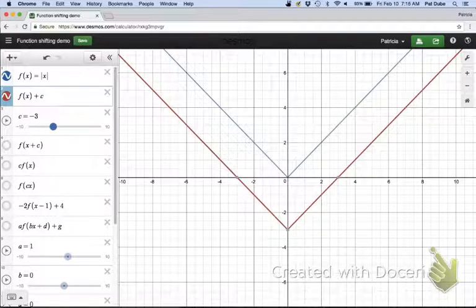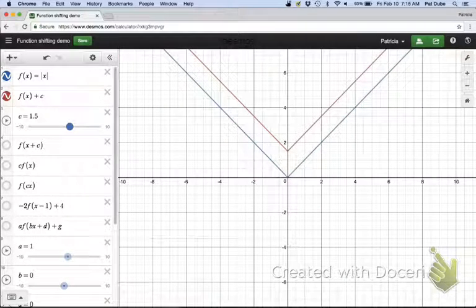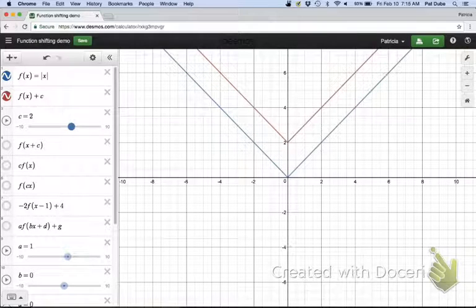So if I change that to a positive number, you can see the red graph rises above the blue graph. So if c is positive and it's added to the end, you're just adding to the y value, so you're making everything a little higher.